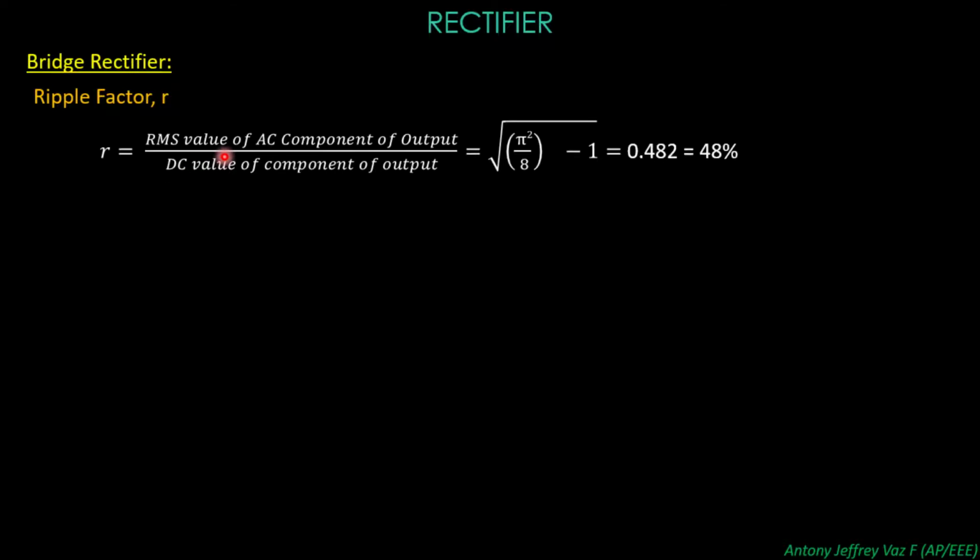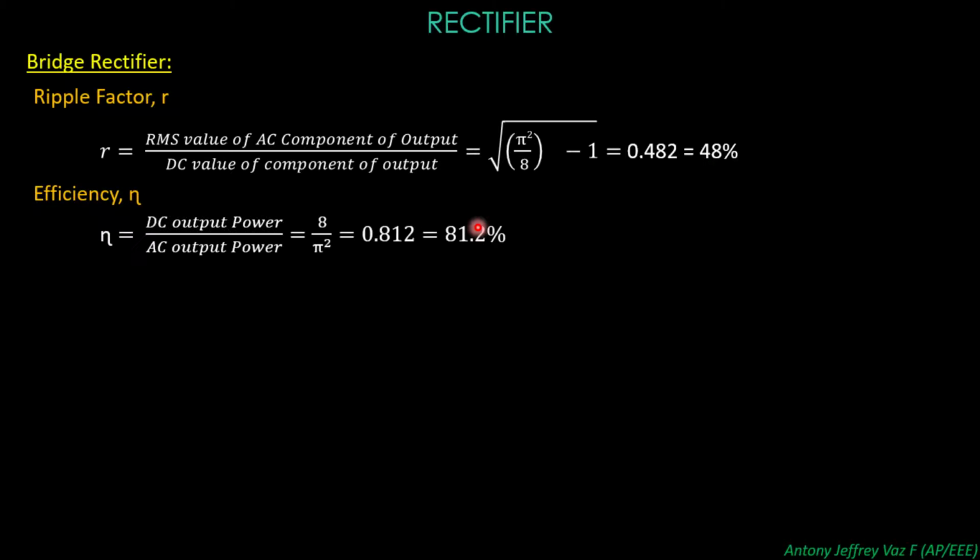So in case of bridge rectifier, the ripple factor is the RMS value of the AC component of output divided by the DC value component of output. Here it is 48 percent ripple factor, and the efficiency is 81.2 percent, and the peak inverse voltage is Vm.